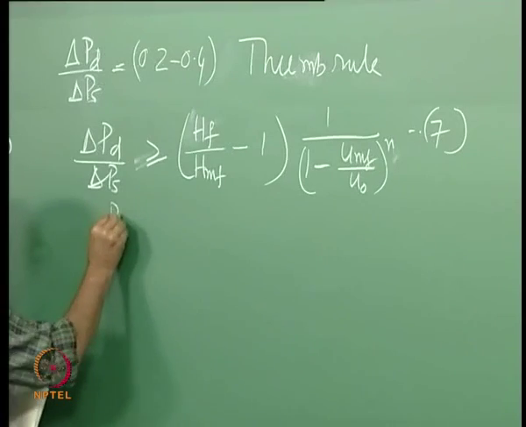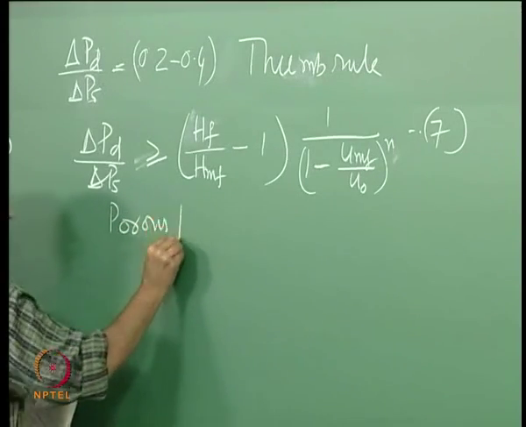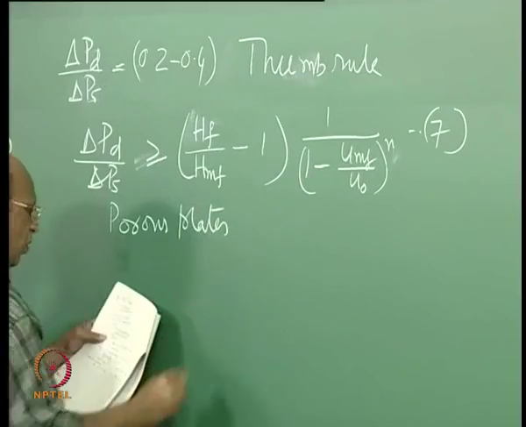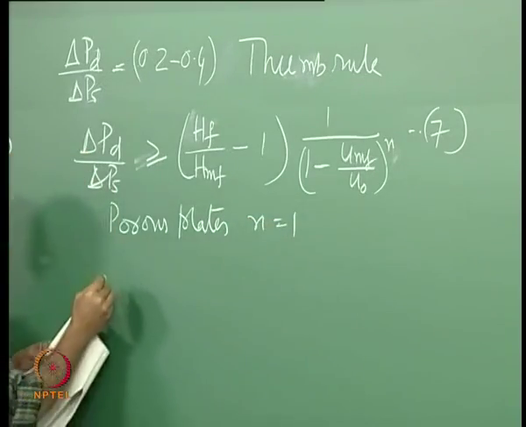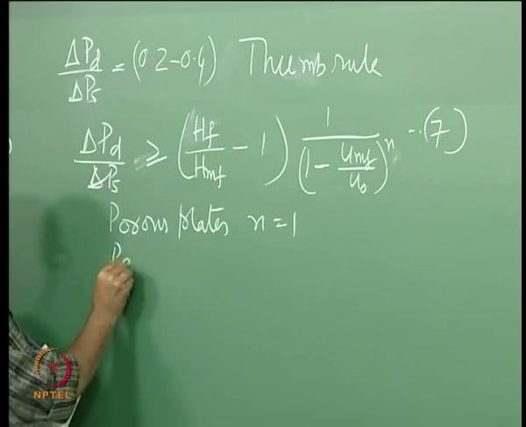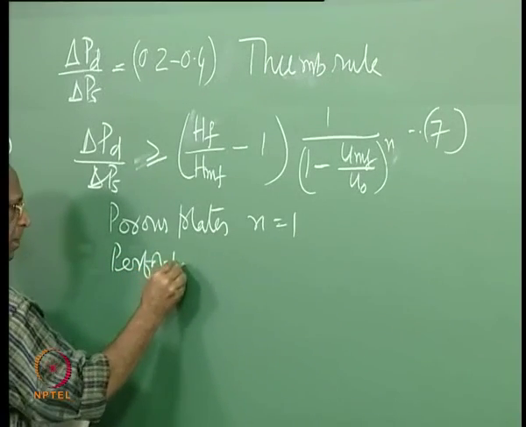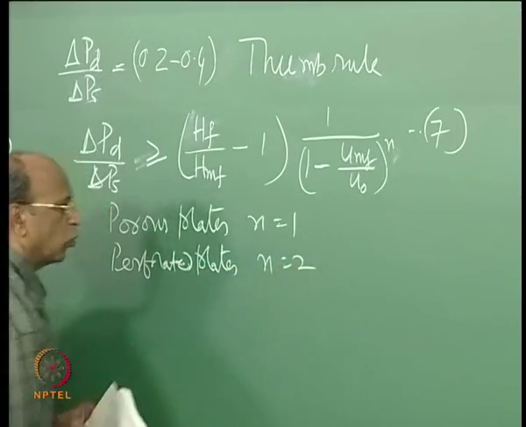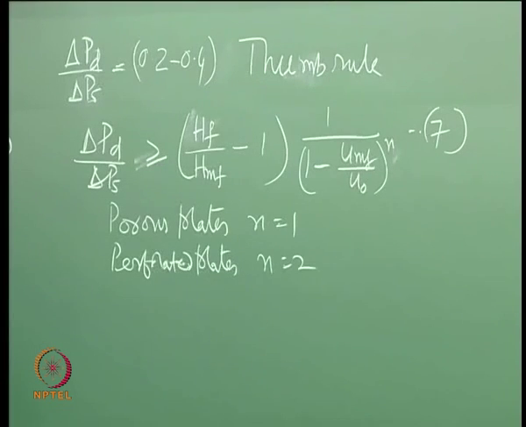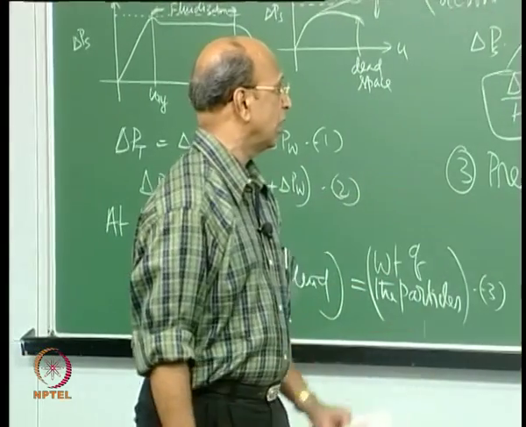for porous plates n equal to 1, and for perforated plates n equal to 2. Again they do the experiments and then try to find out what is the exponent and all that. Okay. So, this is slightly some theory, you know, jet velocities and all that they will take, and then they will try to derive this.